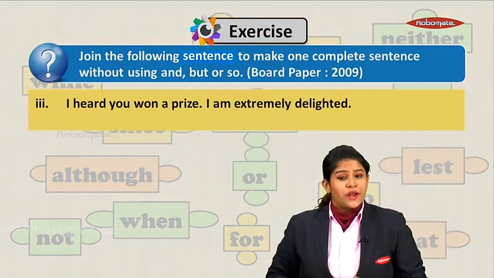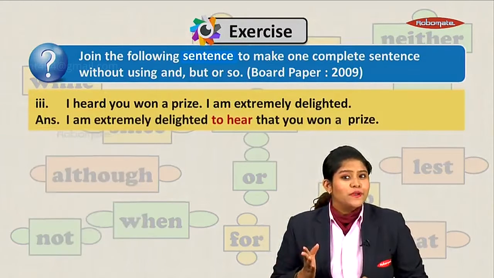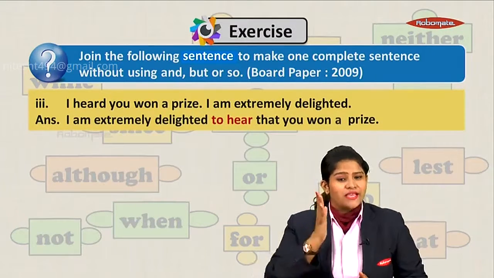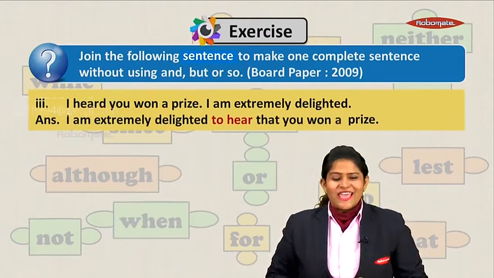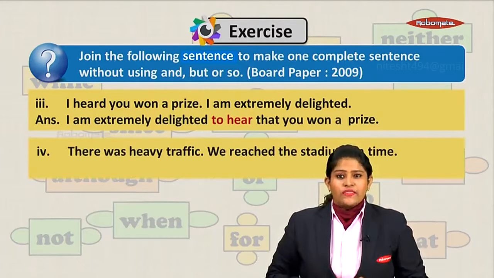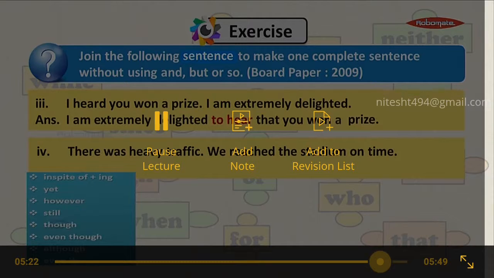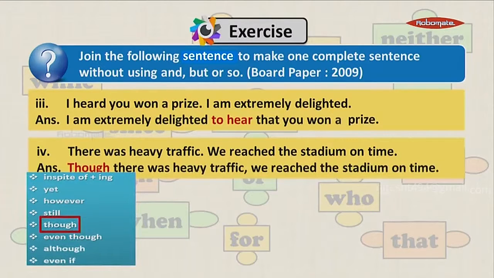The next type. I heard you won a prize. I'm extremely delighted. I could use to plus a verb. I'm extremely delighted to hear that you won a prize. There was heavy traffic. We reached the stadium on time. Though there was heavy traffic, we reached the stadium on time.